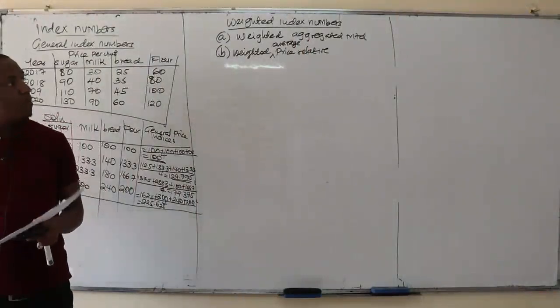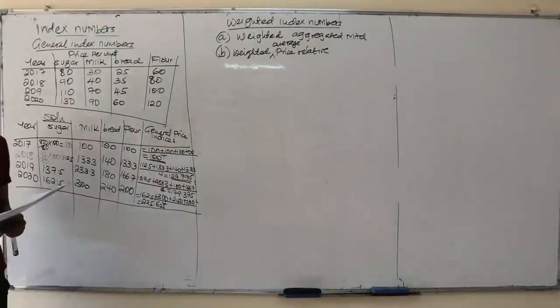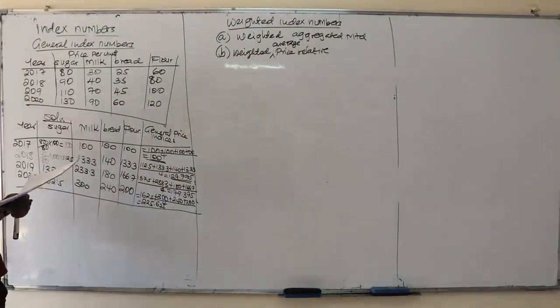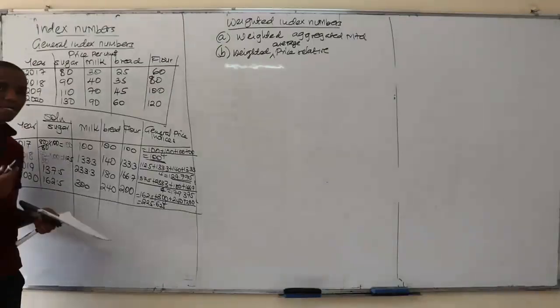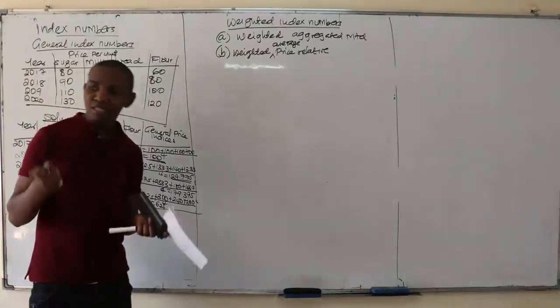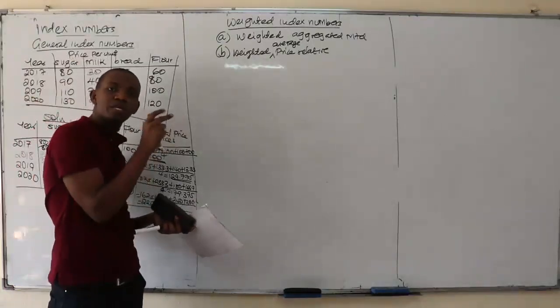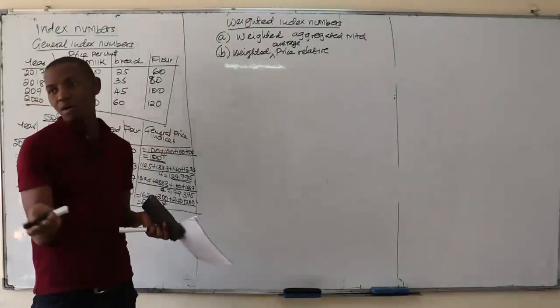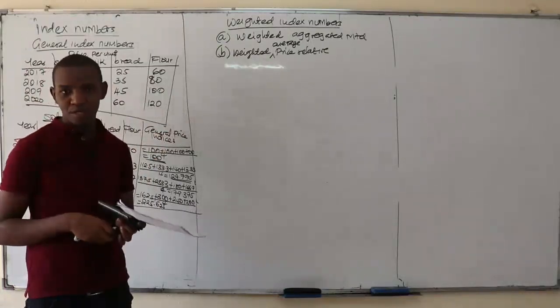So let's begin with the first one, the weighted aggregate method. This is where you get a majority of the questions. Sawa. And in that case, the only thing you need to know is just the formulas. If you understand the formulas for index numbers, you will have no problem. Just understand the formulas.